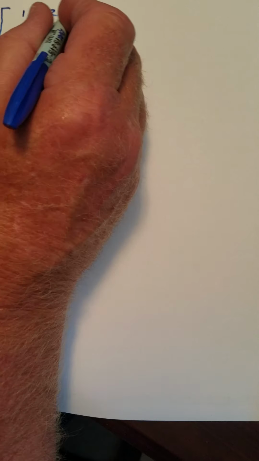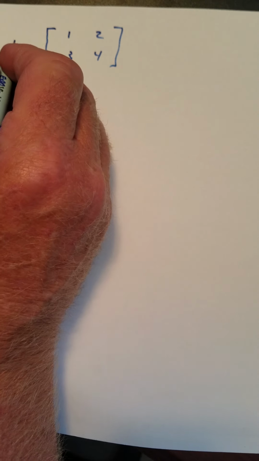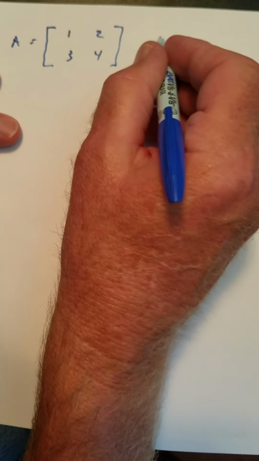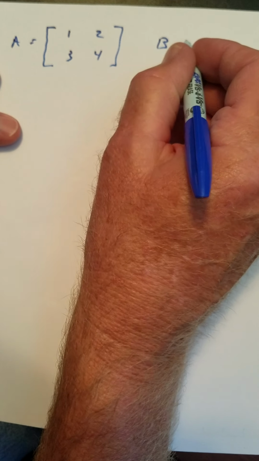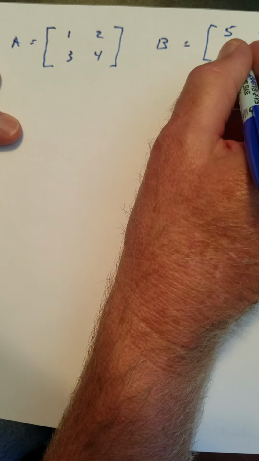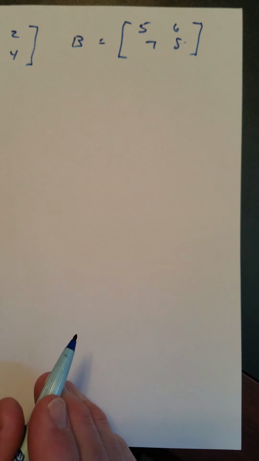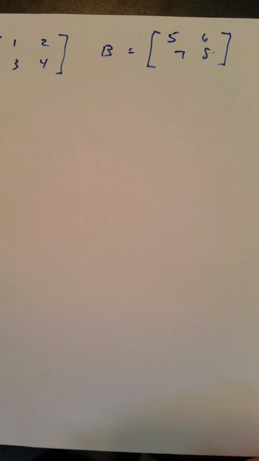So let's just pick some matrices. I'm just going to go very generic here, and I'm going to come up with some matrices. Let's call this matrix A, and let's say this is matrix B. Pretty simple. 5, 6, 7, 8. The first one was 1, 2, 3.